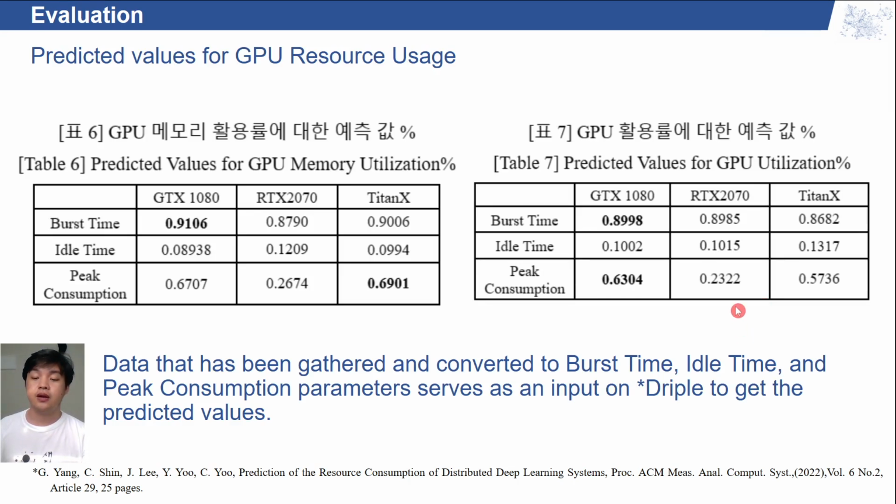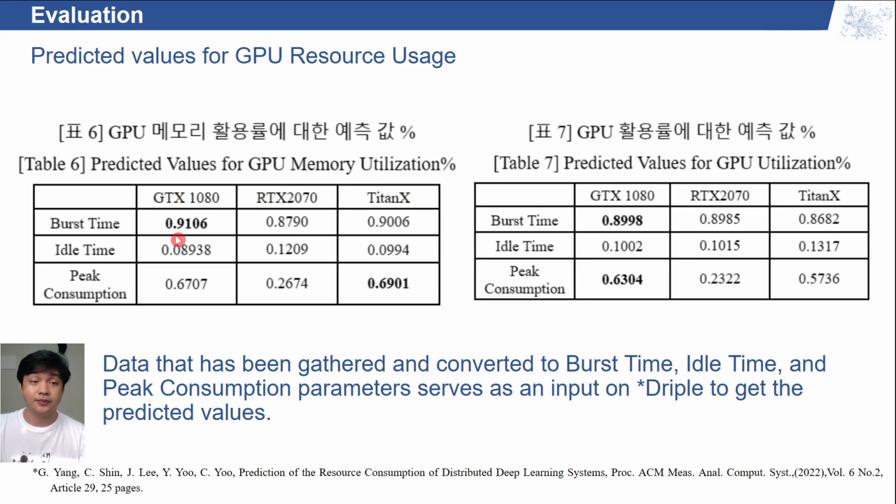Once we are able to obtain the burst, idle, and peak consumption rate, we then use them to create a dataset. Once that dataset is created, it will serve as an input to the DRIPPLE model to get the predicted values. For the predicted values of GPU resource usage, we have two tables for each GPU resource, which are GPU memory utilization and GPU utilization percent.